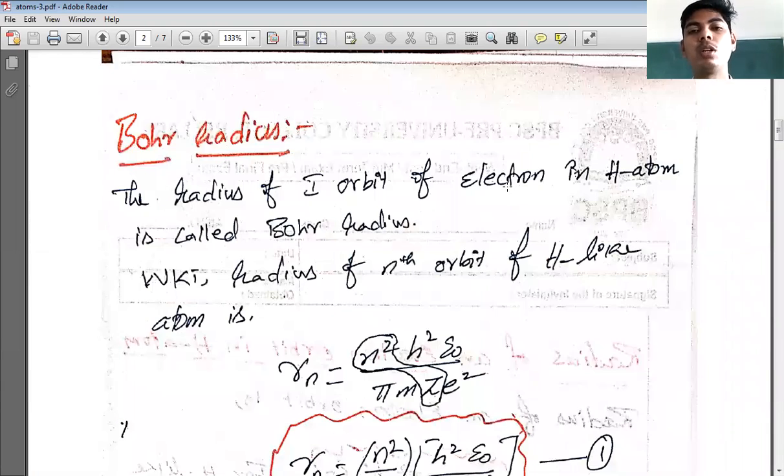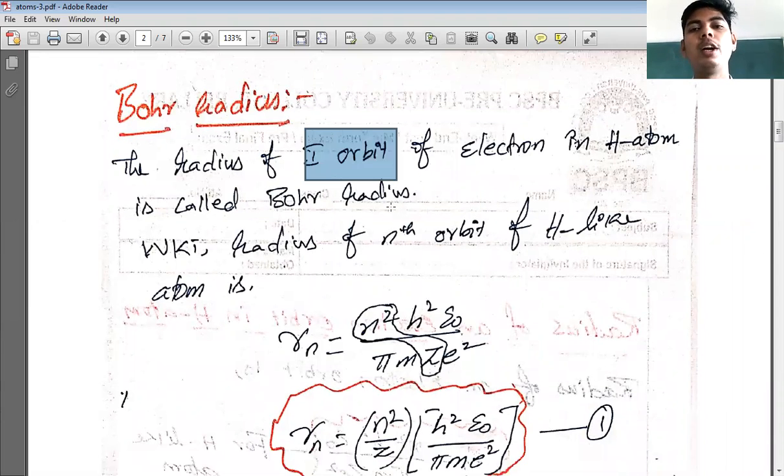After this, you need to understand what is Bohr radius. We have discussed Bohr radius in theory. The radius of the first orbit of the electron in a hydrogen atom is called the Bohr radius. The radius of the first orbit in a hydrogen atom, we call that the Bohr radius.